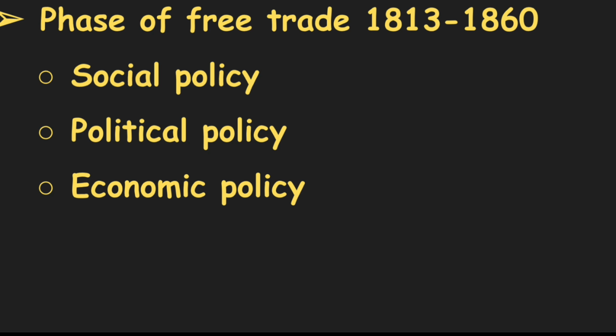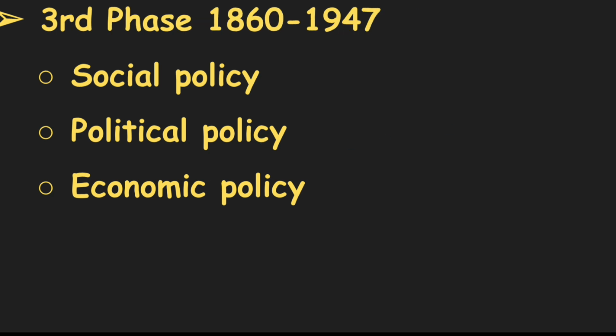It was the Ryotwari Settlement and the Mahalwari Settlement. Now the rate of land revenue was highest. Therefore, the British successfully generated maximum economic benefit in this phase. Next and the last phase is the third phase, between 1860 and 1947. They adopted three policies here: social, political and economic.